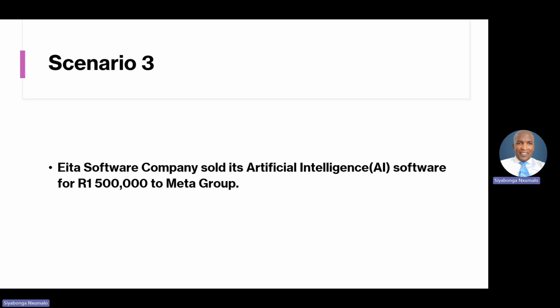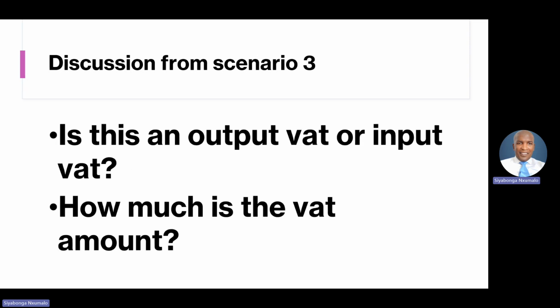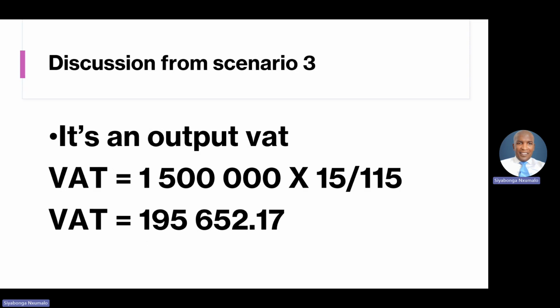ATA is selling it, so it's an output. They have to pay VAT to SARS. So if you look here, is this an output? Okay, that's a standard question. It's an output VAT because now you are paying out. It's your sale, basically. It's on your sales.